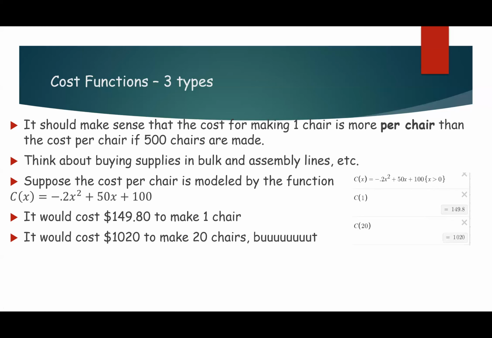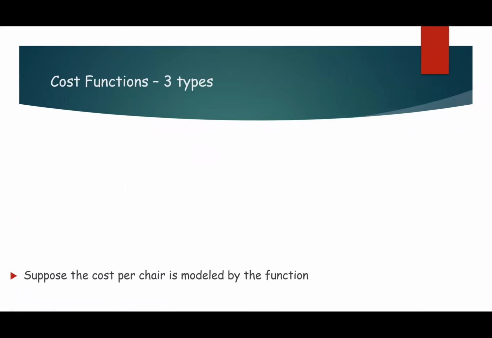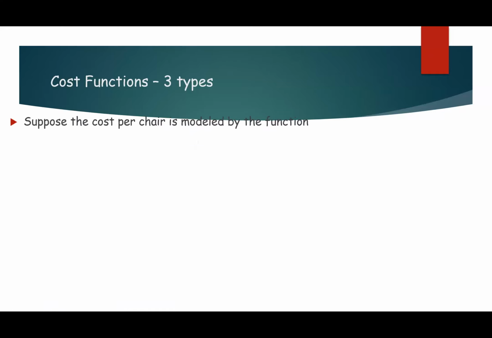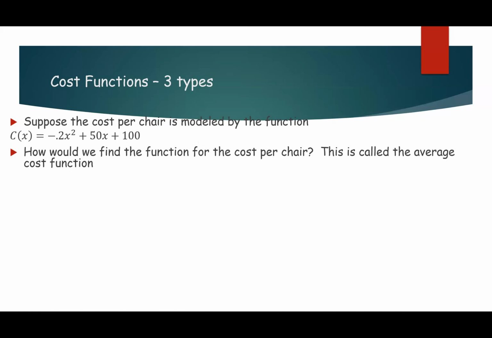Wait a minute, why does it cost that? Wouldn't we expect it to be cheaper? Well, not to make 20 chairs, because if we're making 20 chairs for a cost of $1,020, then it only costs $51 per chair. So that would be the average cost per chair. So here's our cost function for chairs again. How would we find the function for the cost per chair?